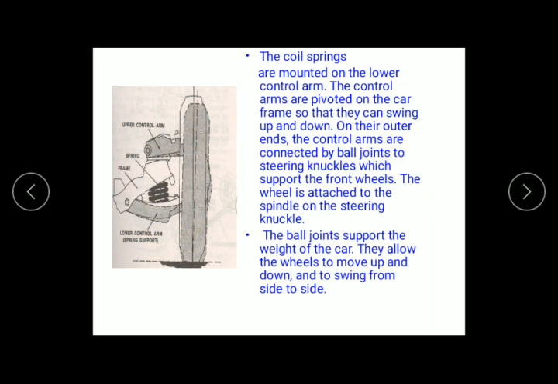On the outer end, the control arms are connected by the ball joint to the steering knuckle which supports the front wheels. The ball joint supports the weight of the car and allows the wheel to move in up and down direction.